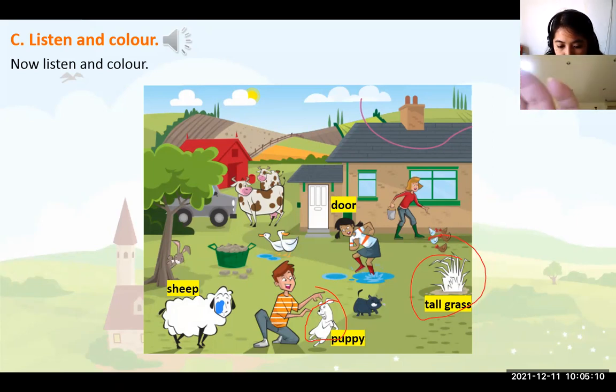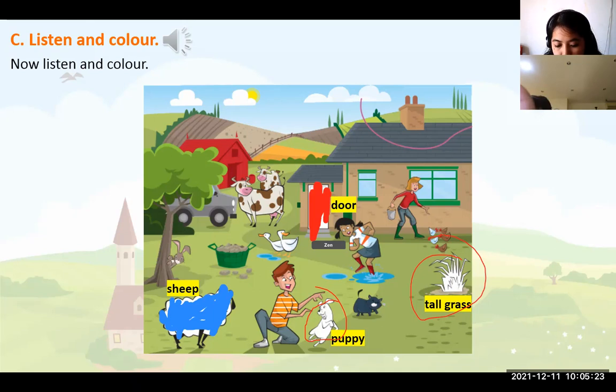3. Can I colour the puppy now? Yes. Which colour shall we make the puppy? Can I make it yellow because I love that colour? Okay. I like that colour too. 4. And now, please colour the tall grass. Can you see it? Yes. It's near the girl. That's right. Colour that tall grass purple. Okay. I'm doing that now. Great. Well done.